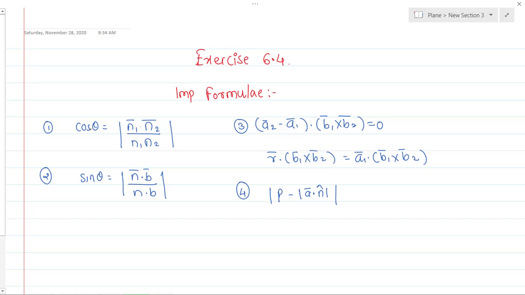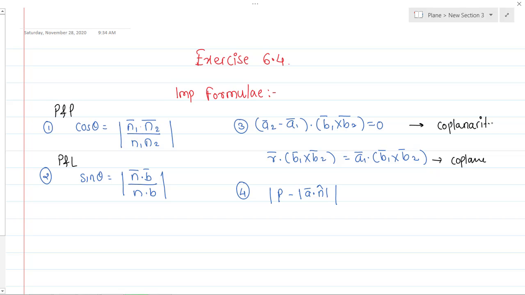The first formula is the angle between the two planes, that is the plane and plane. If we have the plane and line, we have to use the sine theta formula. This is the equation of the coplanar planes, and this is the condition for the coplanarity.